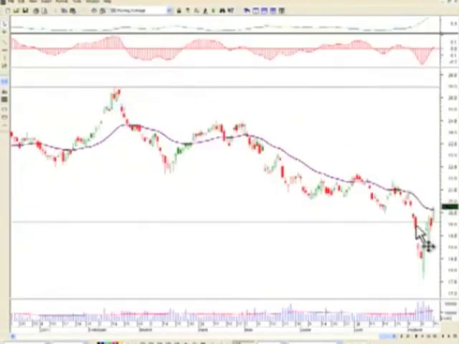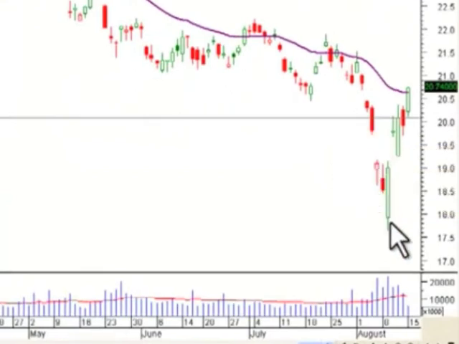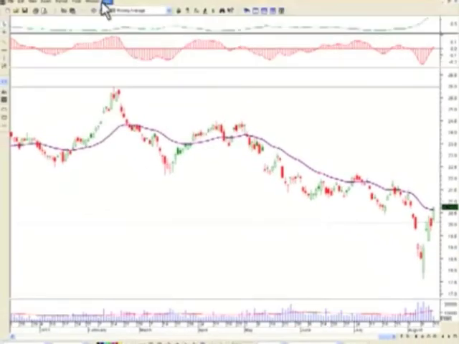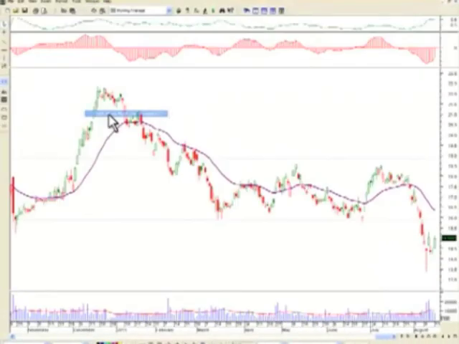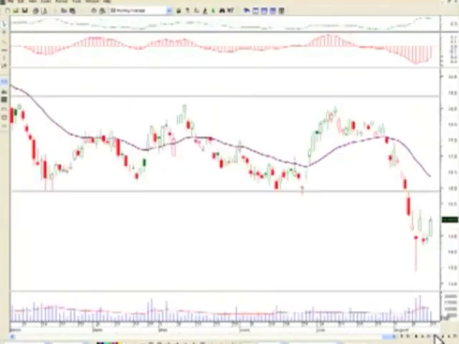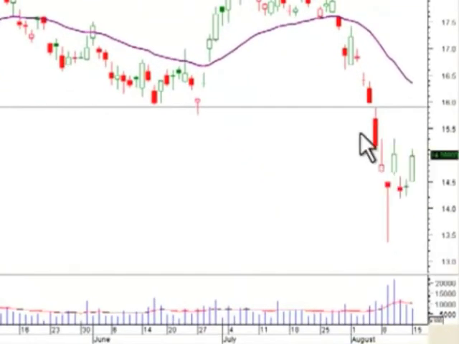ANZ Bank, I entered over here, and I exited on this white candle here, which is the rebounding candle on Tuesday the 9th of August. And the last one, Sims Metals. So I'd entered this one over here, and I took my profits on this one because, as you can see, rejection of lower prices, and I exited out of there.